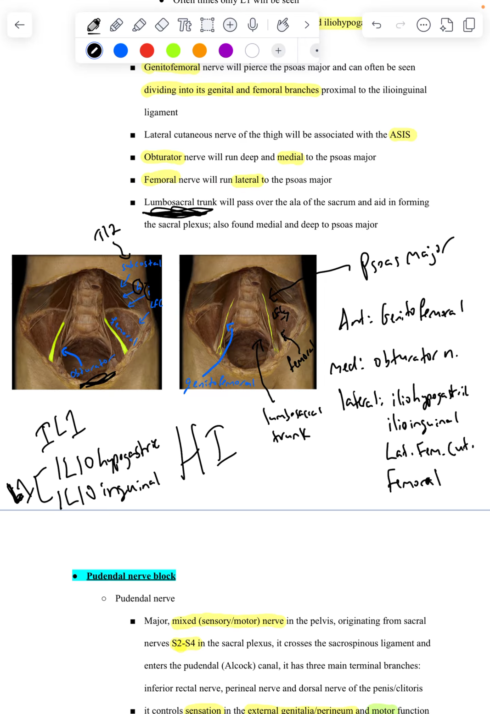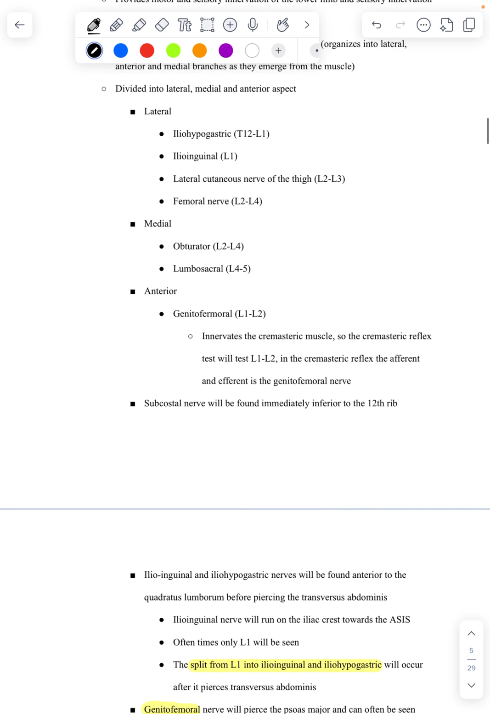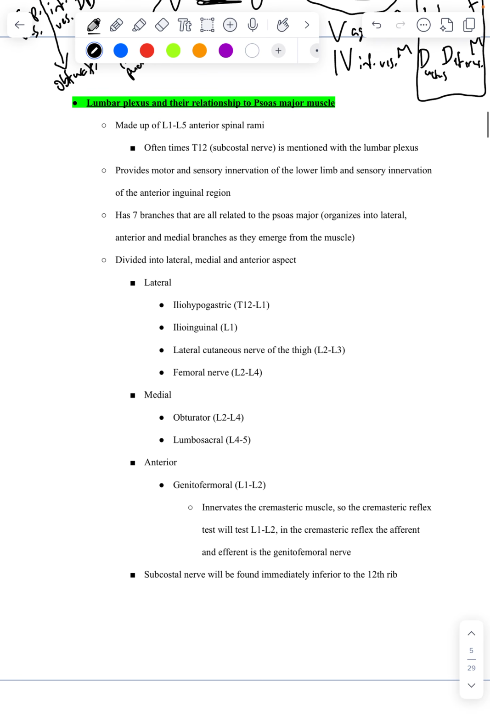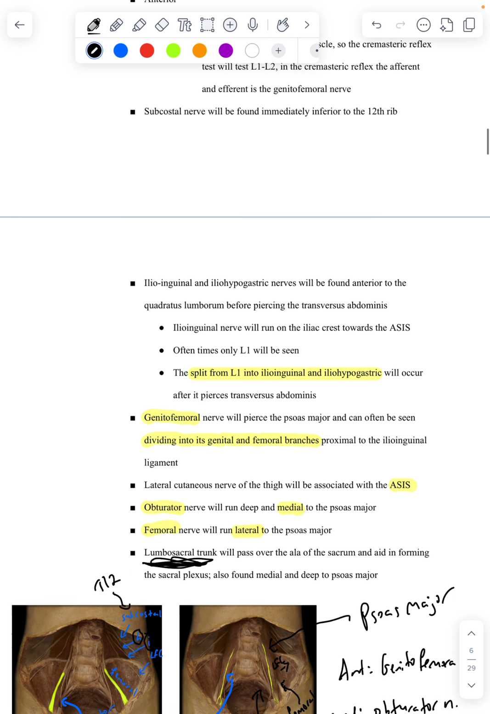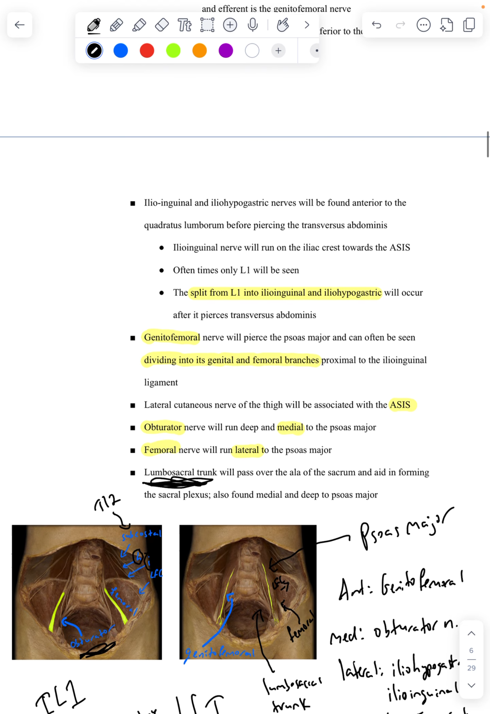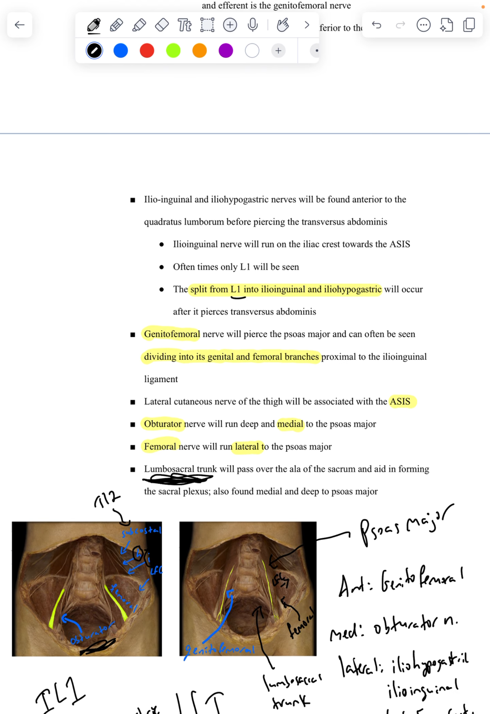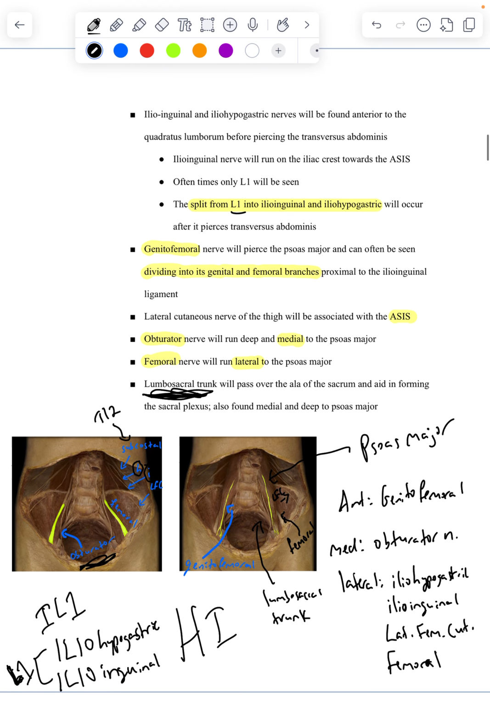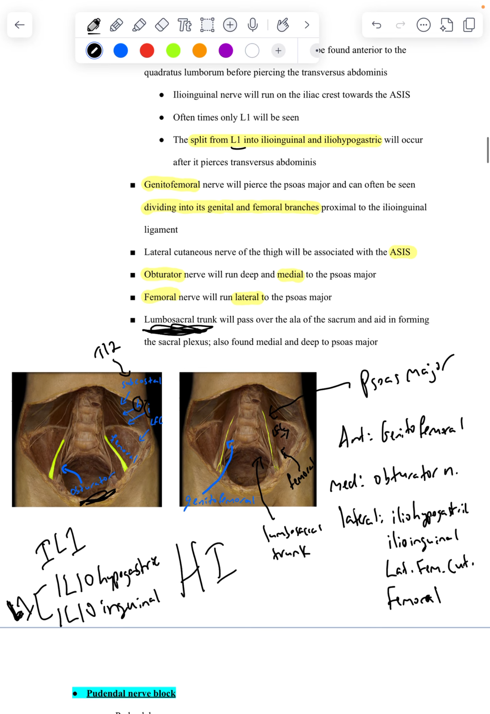lateral goes high, and then lateral femorocutaneous and femoral. Anything else on here? No, I think that's what we already said. Split from L1, you get ilioinguinal, hypogastric, femoral lateral, obturator medial.